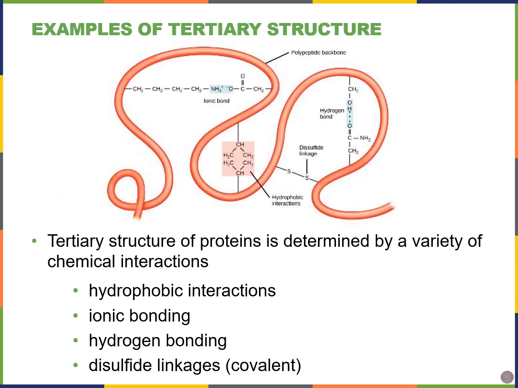This is a nice picture of that tertiary structure where you really start seeing that three-dimensional folding or three-dimensional shape. And we see some hydrophobic interactions between two nonpolar side chains. We see some ionic interactions. I see a hydrogen bond over here and that covalent linkage I showed you earlier, the disulfide bond.